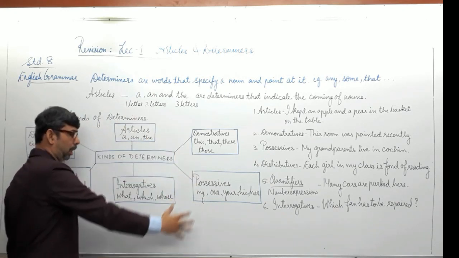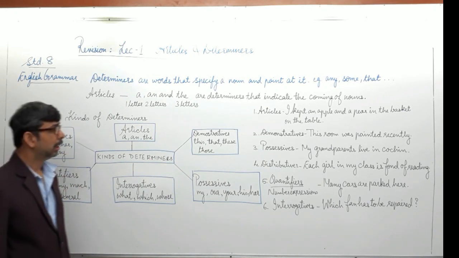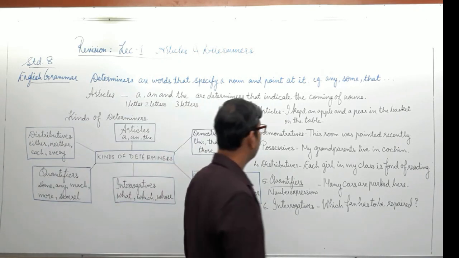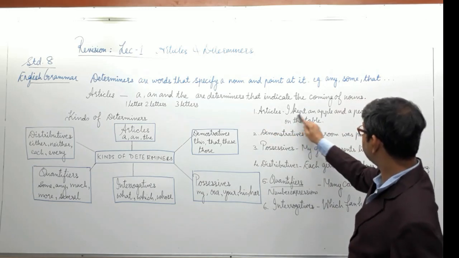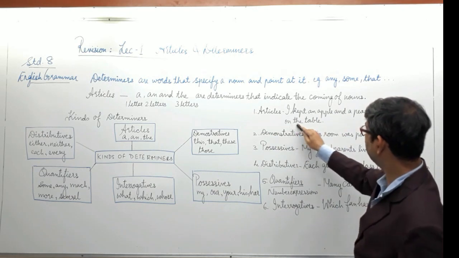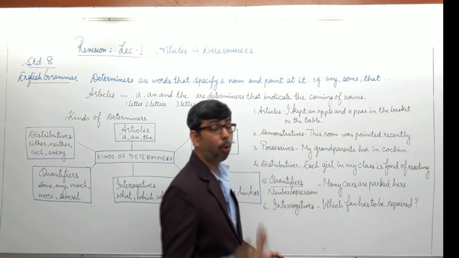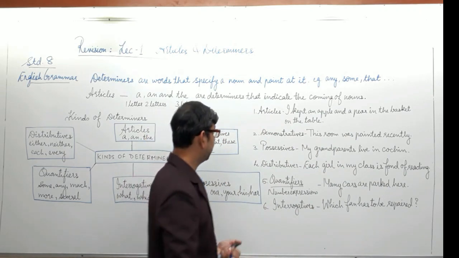So this is how the six determiners are made and what they are comprised of. Now let us read one example of each of these determiners to understand better. Articles. I kept an apple and a pear in the basket on the table. Now if you carefully observe, we have used almost all the articles which are determiners in this one single sentence.